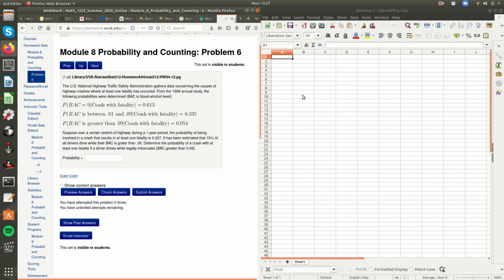Hey everybody, so I want to do another problem from the homework, see if we can get a good idea of how to do some of these more tricky conditional probabilities, especially these ones that require a tree. So I really like this one, kind of talks about blood alcohol content and road deaths.